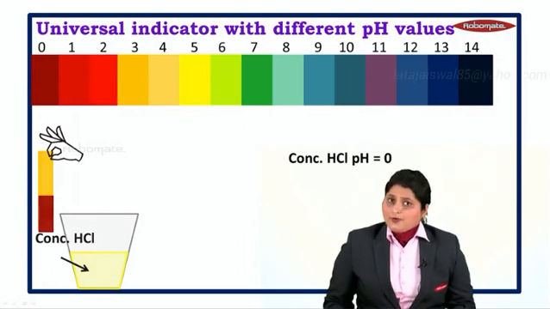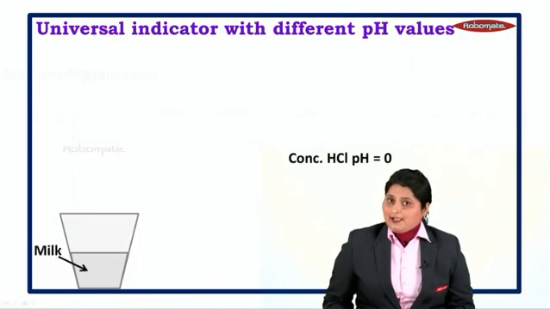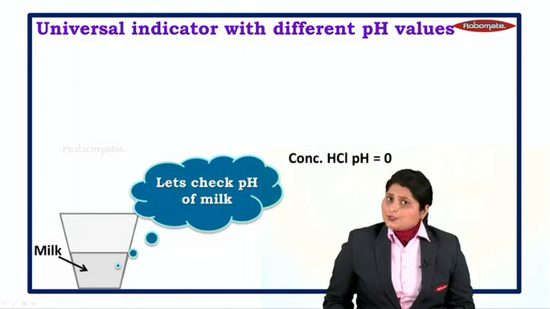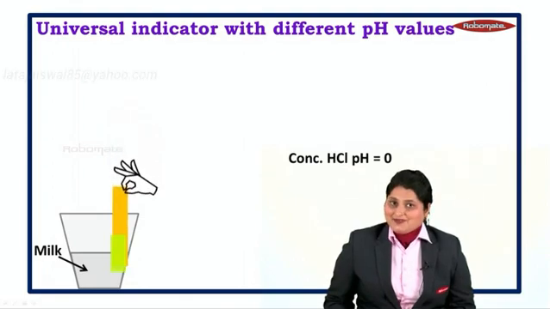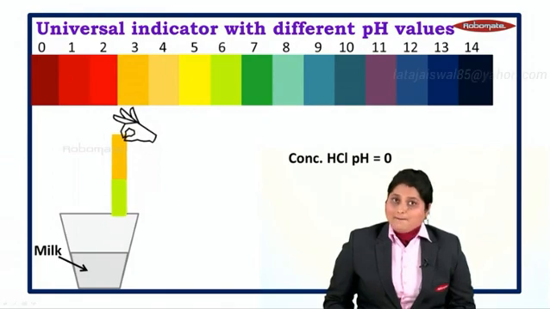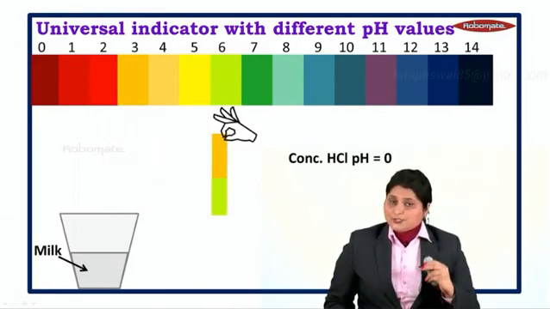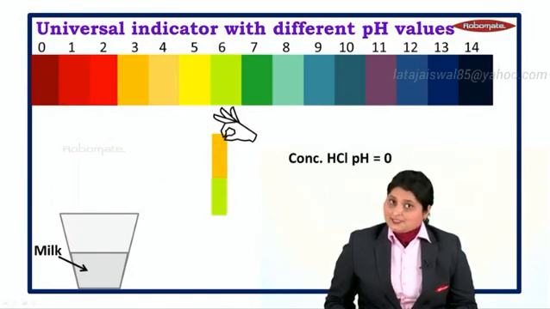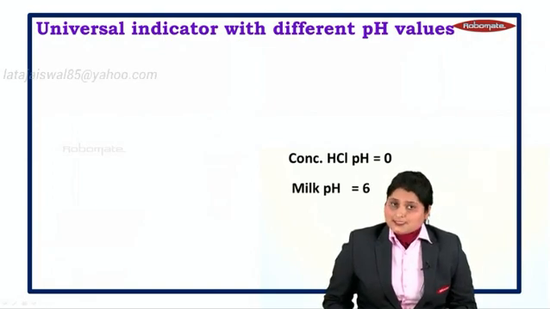Let's carry out one more activity. Instead of concentrated HCl, now we take milk, which we drink in everyday life. We are going to check the pH of milk by again using pH paper. Put the pH paper, you will get some color change, and match that color change with the standard strip. This time the color produced by milk is matching that of 6. So we say that the pH of milk is equal to 6.